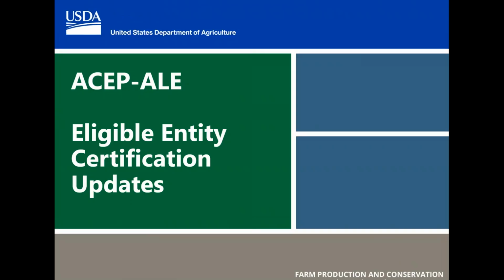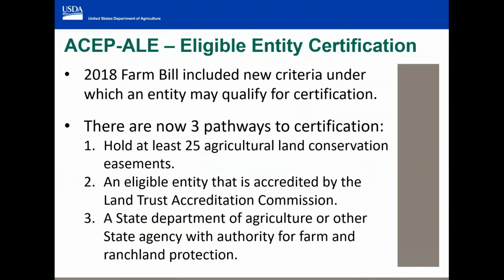Okay, so I will move on to eligible entity certification updates. Under the 2018 Farm Bill, there were two new criteria, or two new pathways added under which an entity may qualify for certification. So the three pathways that now exist. Number one existed previously, that an entity hold at least 25 agricultural land conservation easements. The two that were added is an eligible entity accredited by the Land Trust Accreditation Commission or a State Department of Ag or other state agency that's got authority for farm and ranch land protection.